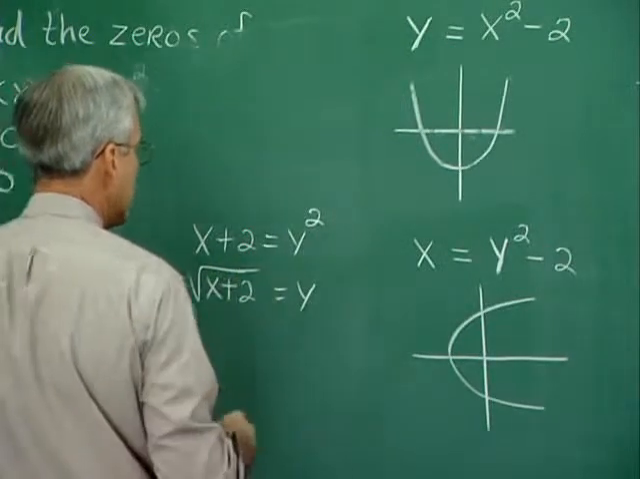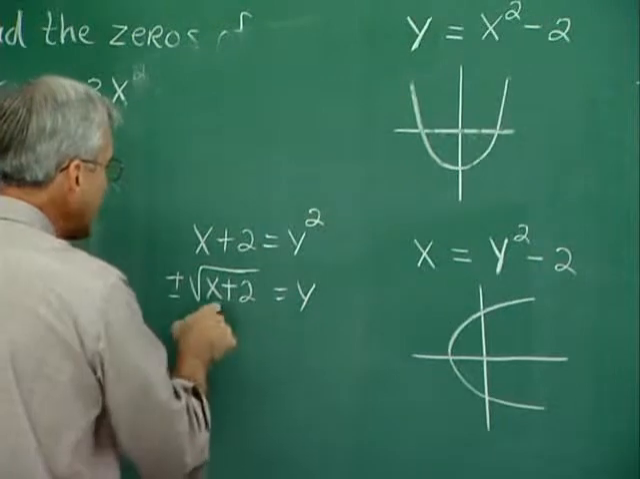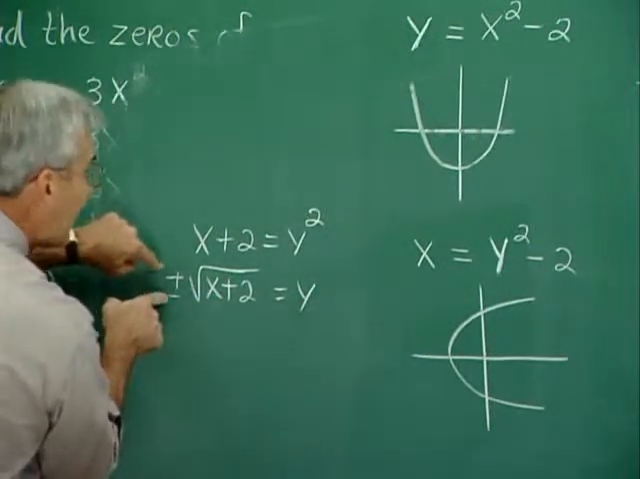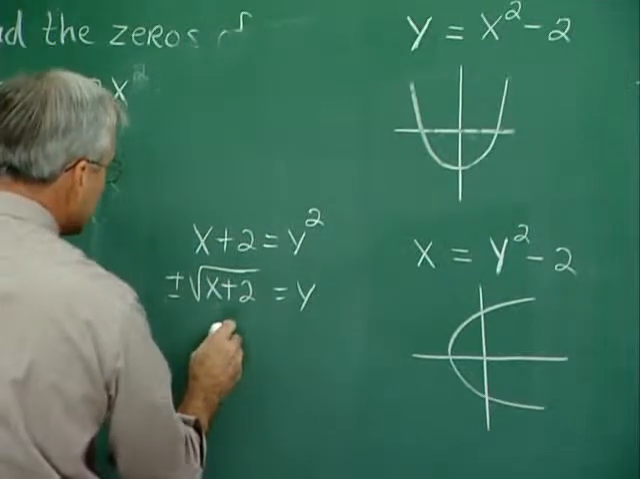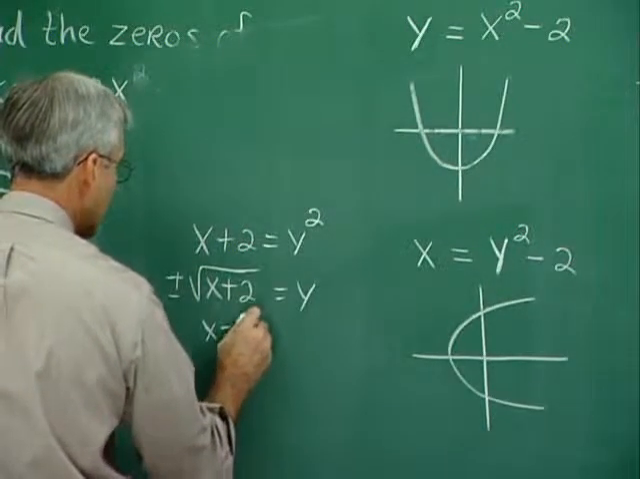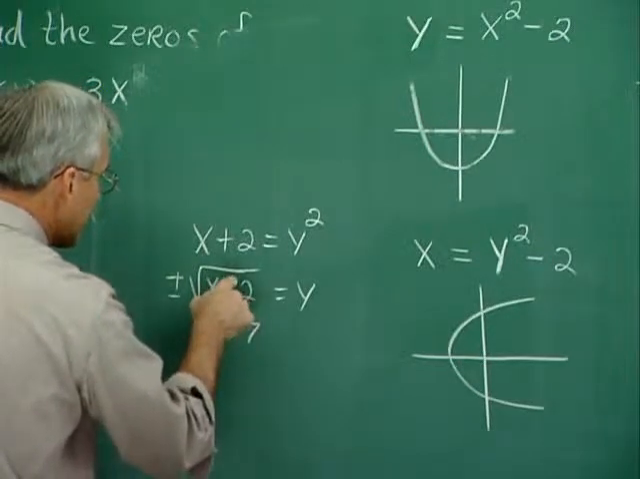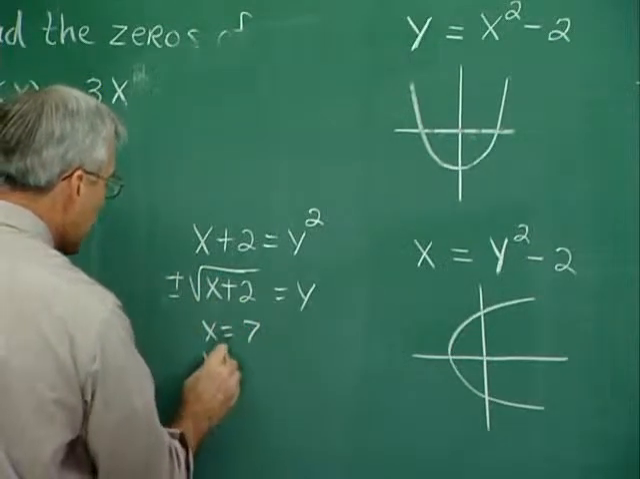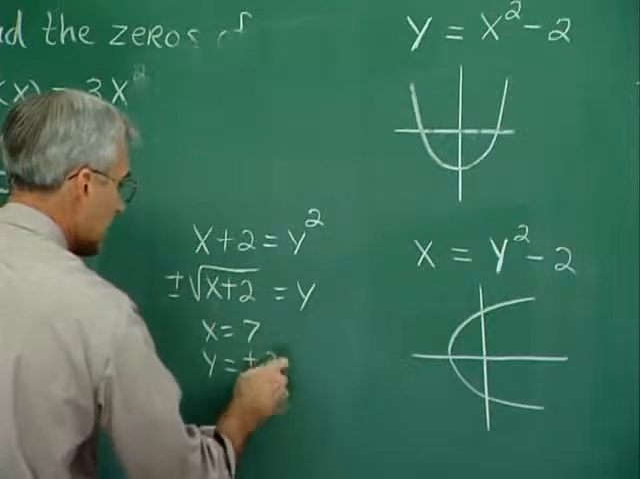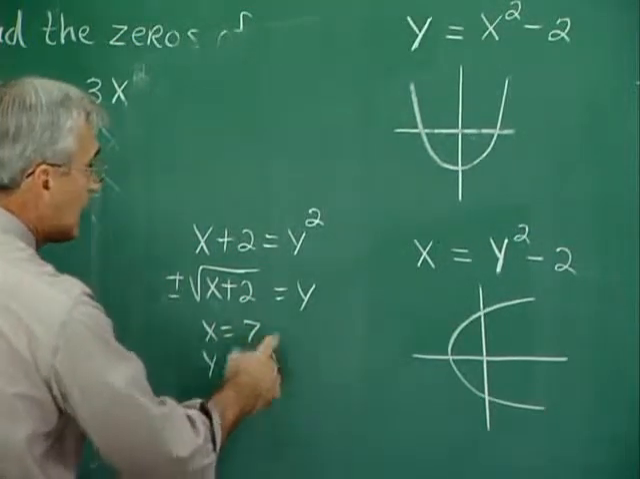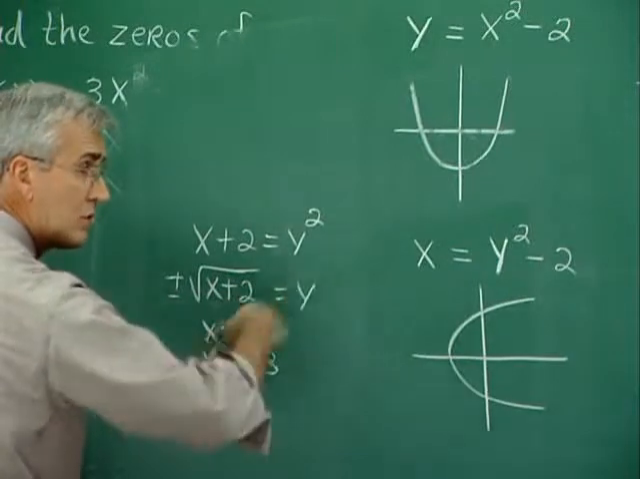So the idea is that x can take on a single value, and y will take on 2 values. So when x is, let's say 7, we would have 7 plus 2, 9, the square root of 9, 3, plus or minus 3. So y is plus or minus 3. And that means one value of x is giving rise to 2 values of y, not a function relationship here.